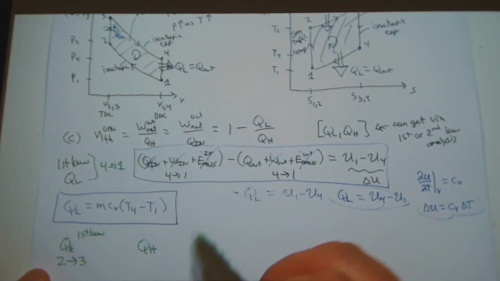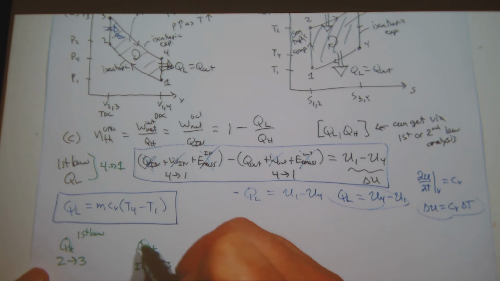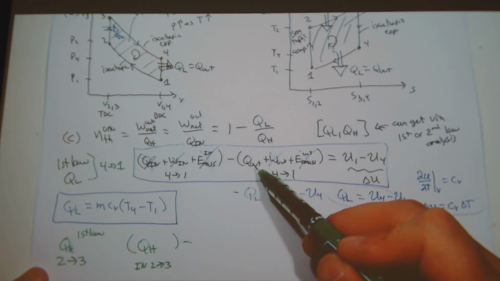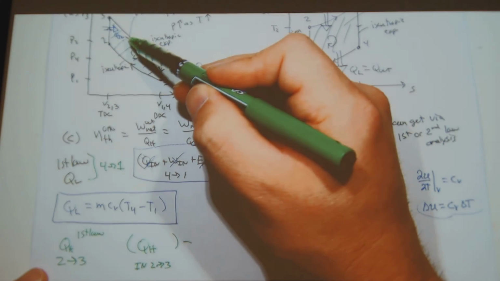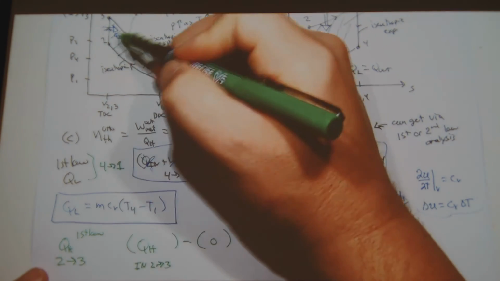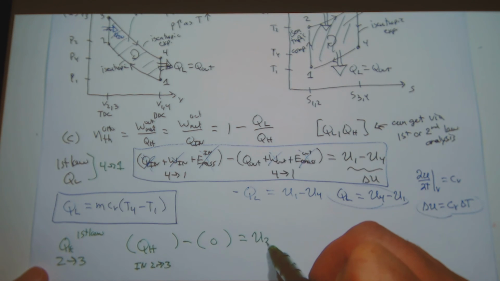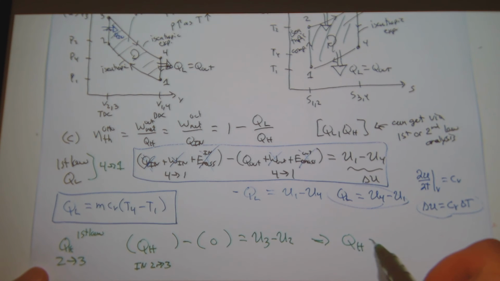From 2 to 3, 0. So this is all my in 2 to 3 minus my heat out. There's no heat out. There's no work out. There's no mass out. Equals the change in internal energy from state 3 to state 2, which is U3 minus U2, which means that I got QH is equal to U3 minus U2.